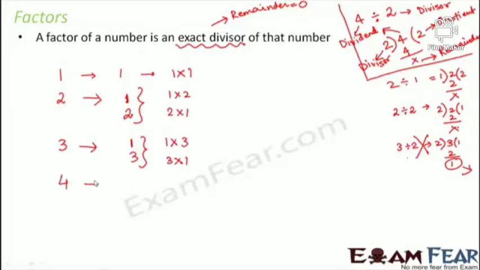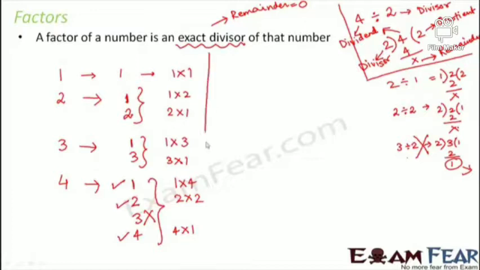Let's talk about 4. 4 is going to be a little different. In case of 4, 1 is a factor because 1 into 4 is 4. Do you think 2 is a factor? Yes, because 2 into 2 is 4. Do you think 3 is a factor? No, 3 is not a factor. What about 4? Is 4 a factor? Yes, because 4 into 1 is 4. So 1, 2 and 4, these are the factors of 4.